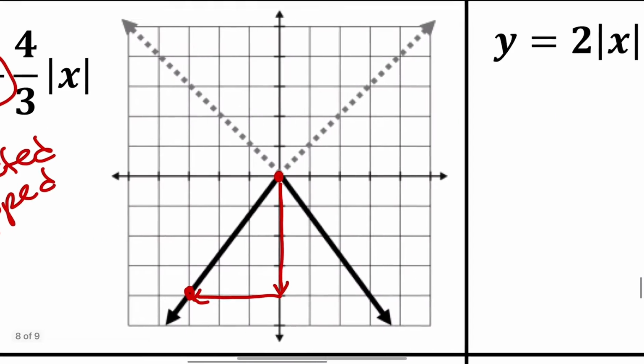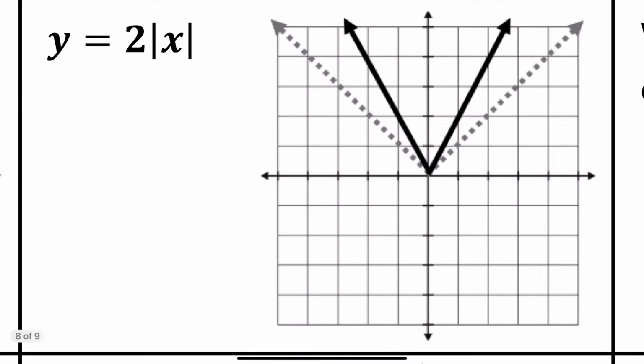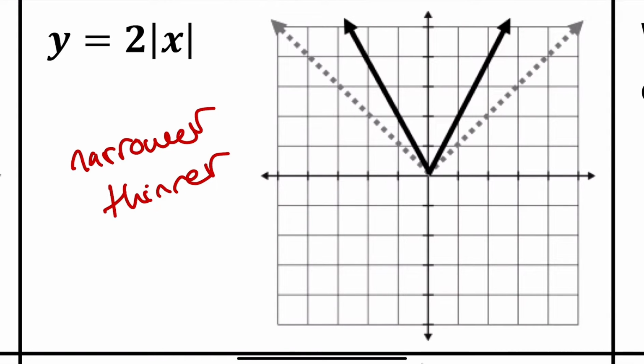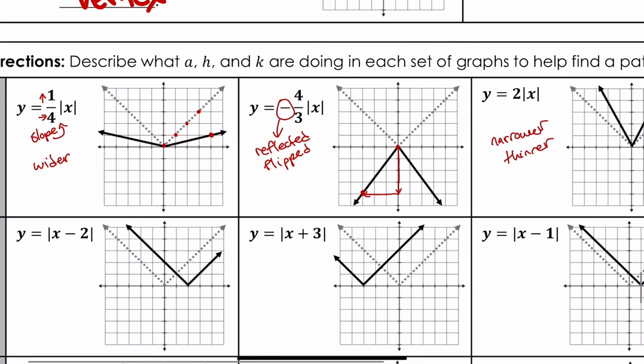All right, let's take a look at the next one. So now we have 2 over 1 as our slope. Because remember, if it's just a whole number, you could put it over 1. Now, what did that do to the graph? Because this is where we started. And this is how it changed. So it looks like it got narrower. So it got narrower. It got like thinner. Interesting. Well, why is this one narrower and thinner, but that first one was really wide?